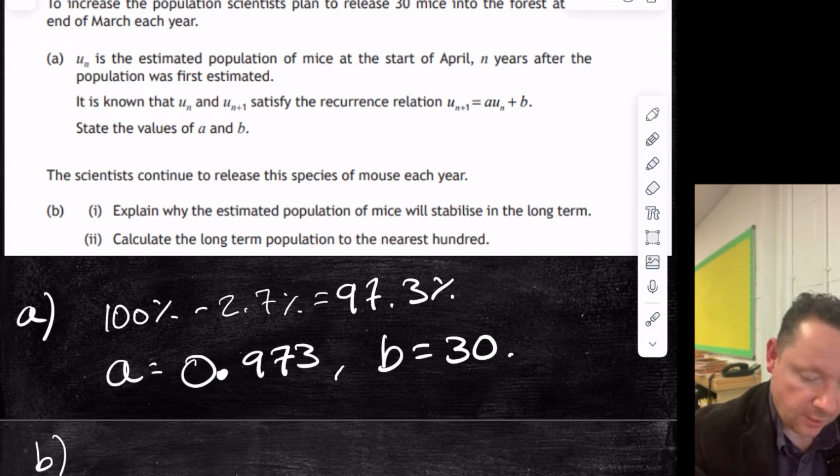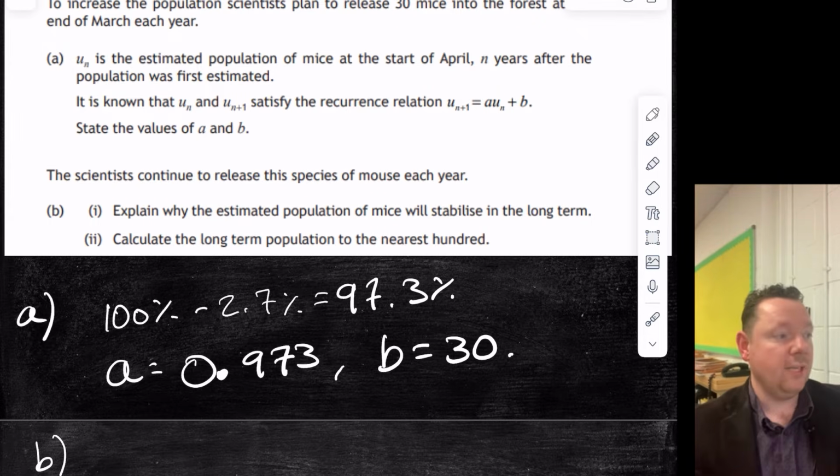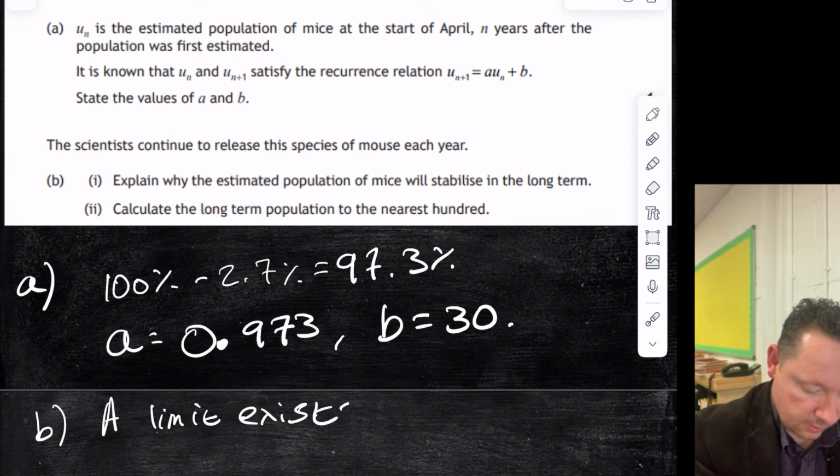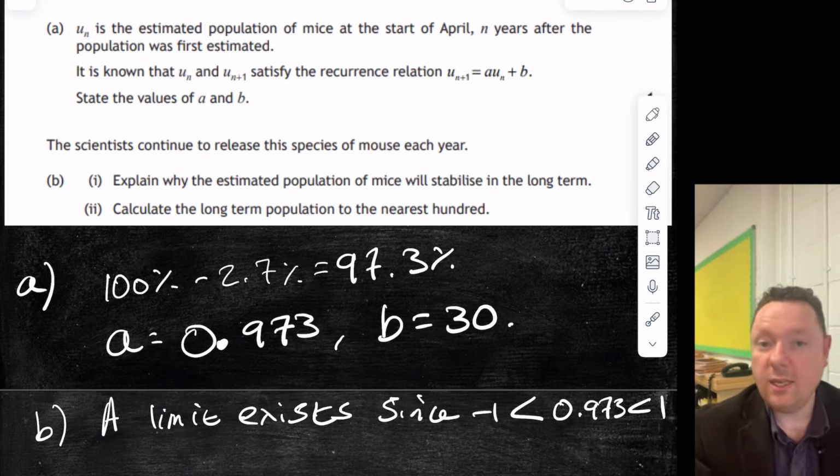Question B. Explain why the estimated population of mice will stabilize in the long term. So it mentions stabilizing, so it means a limit exists. So we can say a limit exists since -1 is less than 0.973, which is less than 1. And that's all we need to say.